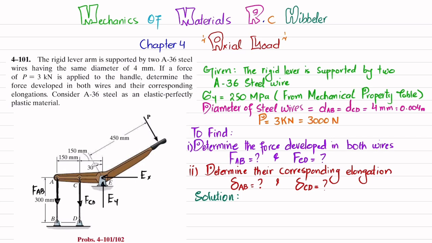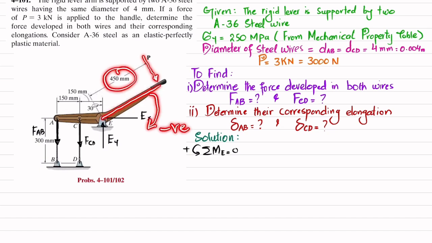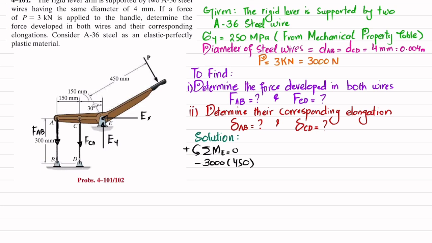Now we'll find FAB and FCD by using the equations of equilibrium. The first equation of equilibrium is that the sum of all moments about point E is equal to 0, taking counterclockwise moment as positive. About point E, these two forces pass through point E, so they are not producing moment. The first force producing moment is P, with perpendicular distance 450, and this is producing clockwise moment, so it will be negative. So I will write minus P, which is 3 kN, so 3000 multiplied by 450.